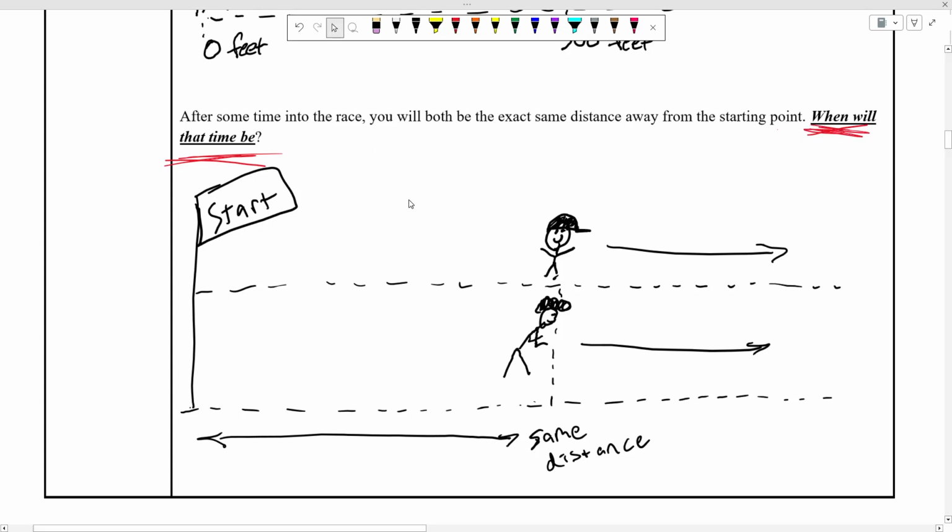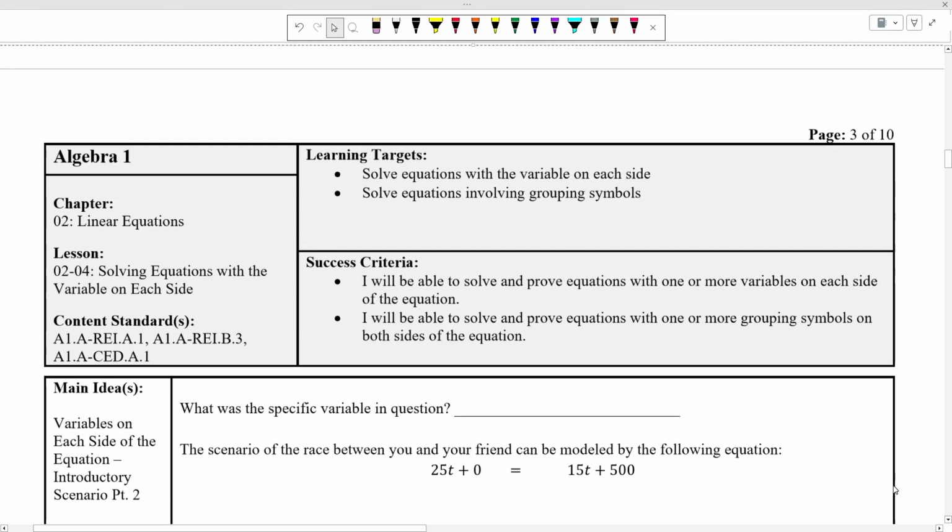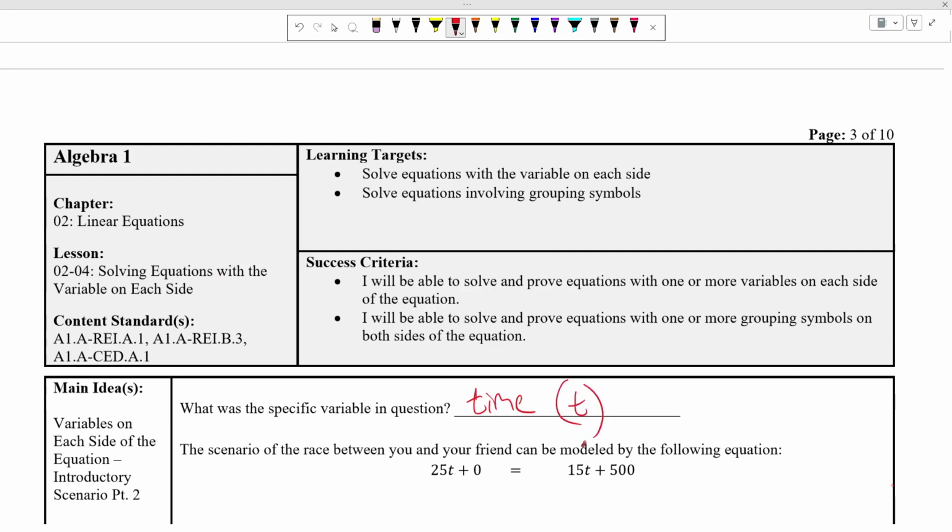That is an interesting question to consider. Let's consider that a little bit more thoroughly. What was the specific variable in question? Well, when. The question that I had highlighted there, the specific variable in question was time, and I'm going to represent that as t. Generally, you'll see that in all sorts of math and physics and different applications. T is time.